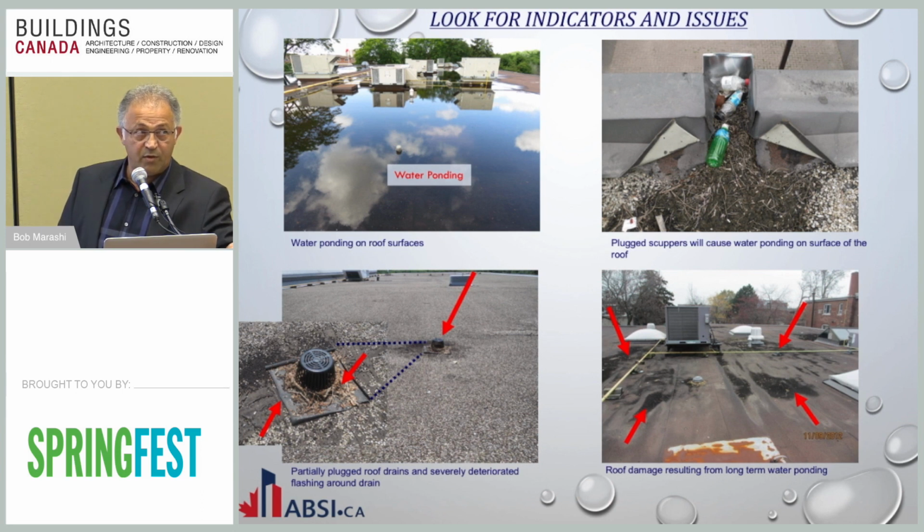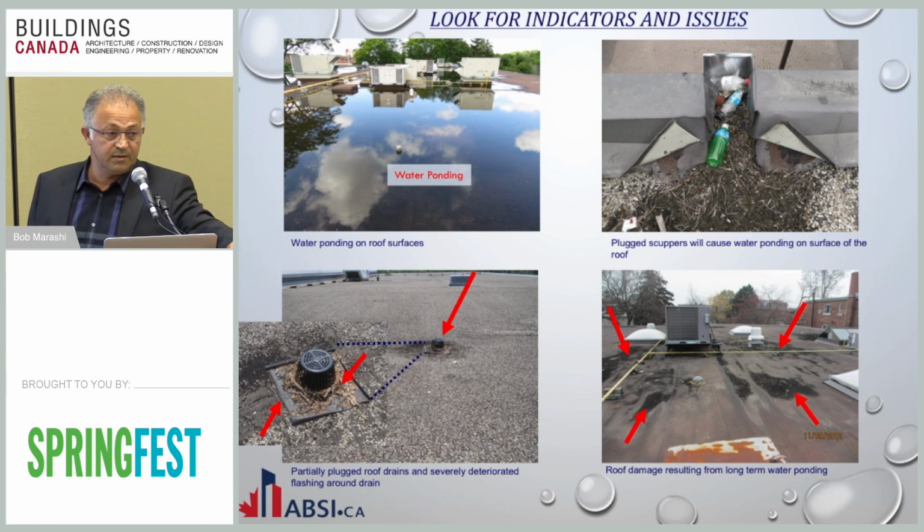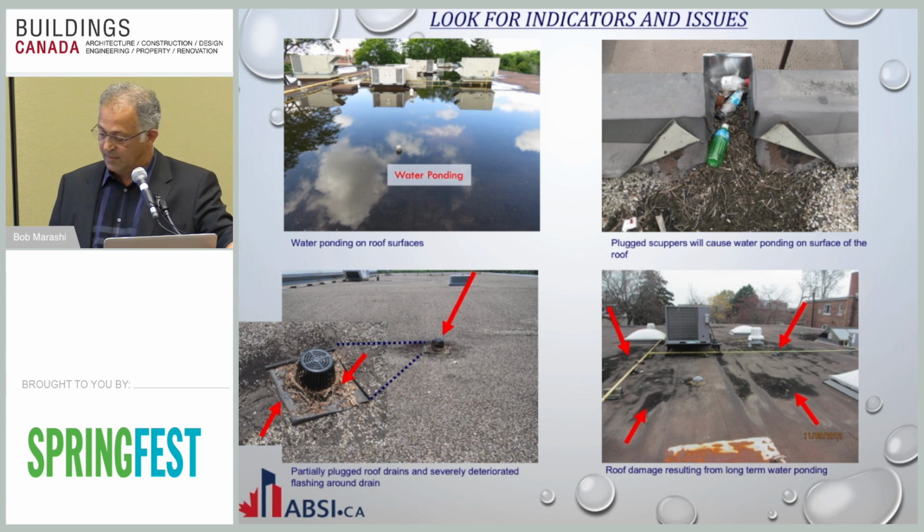A long period of water sitting on the roof will cause severe damage to the roof. And here's an example. Your insulation is going to get collapsed. You've got deterioration of the membrane and many other factors.